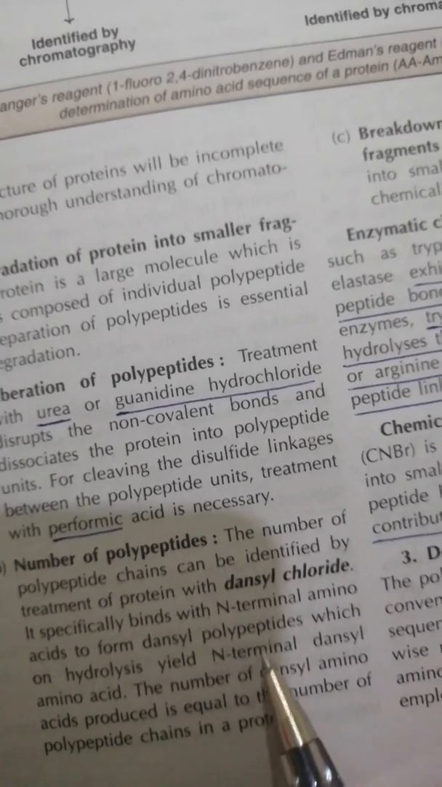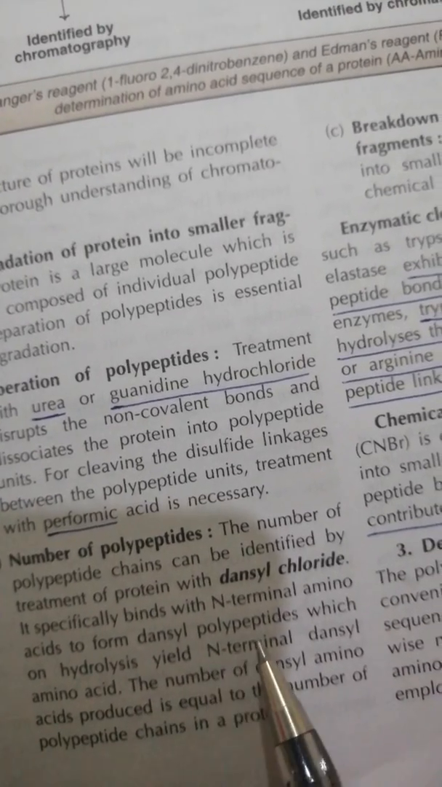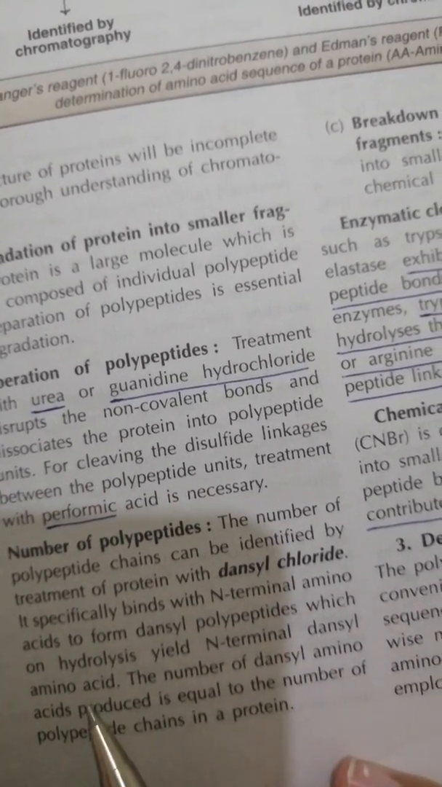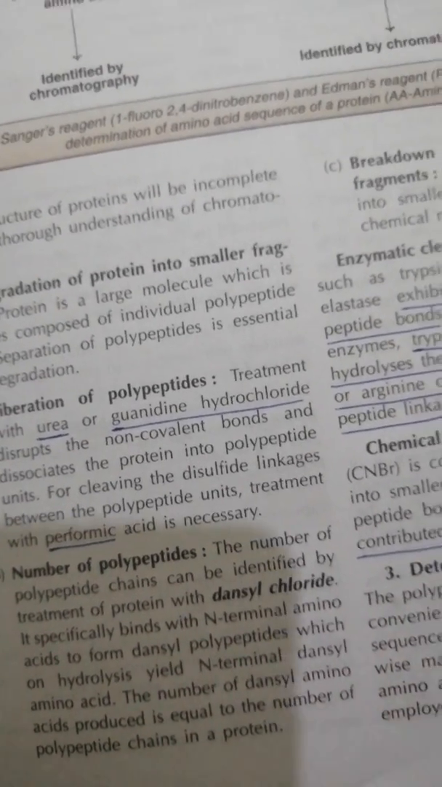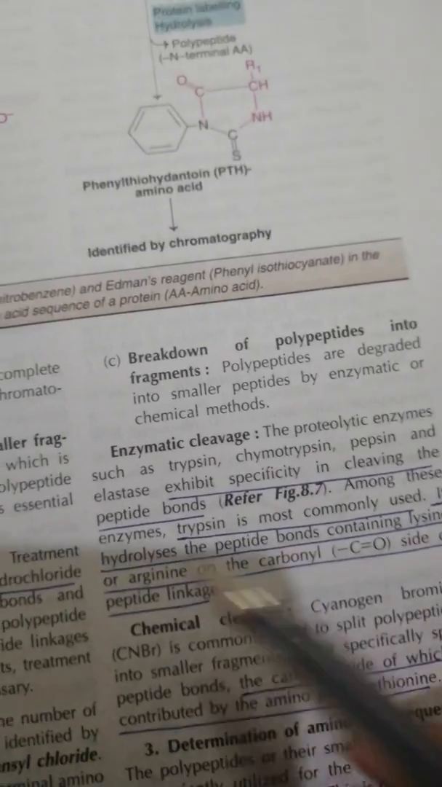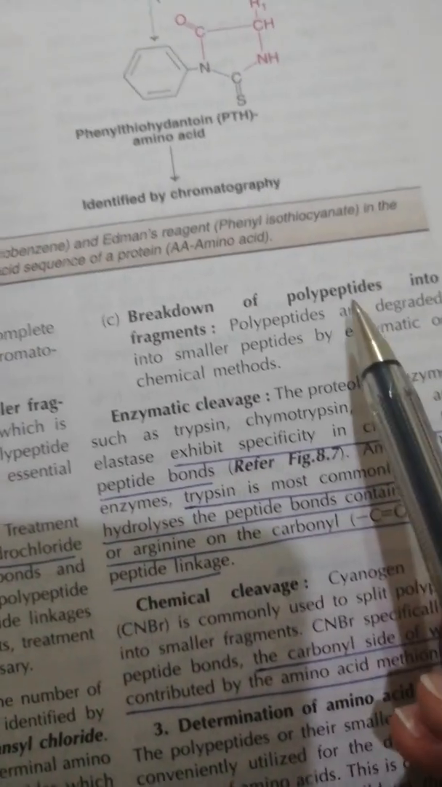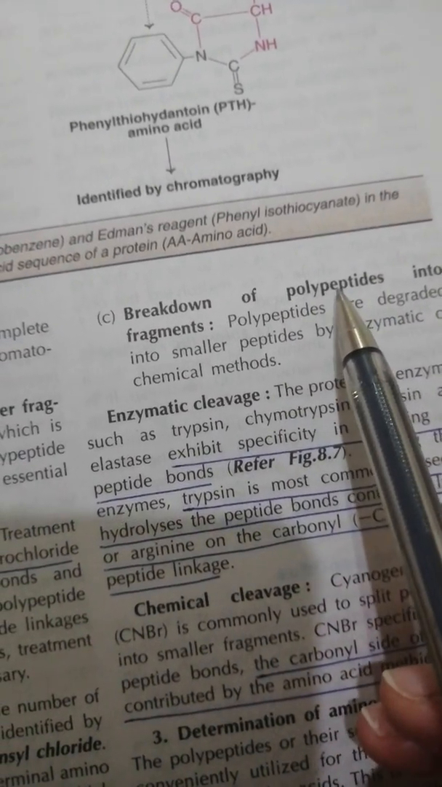And when we hydrolyze these polypeptides, you get N-terminal dansyl amino acids, and the number of these is equivalent to the number of polypeptide chains in a protein. Now we know we have the polypeptides isolated, their number accounted for.